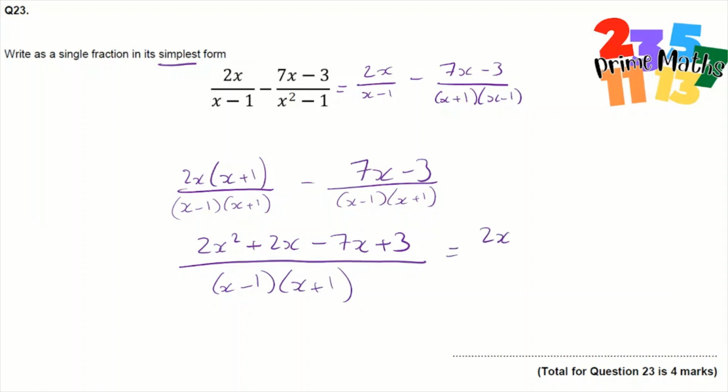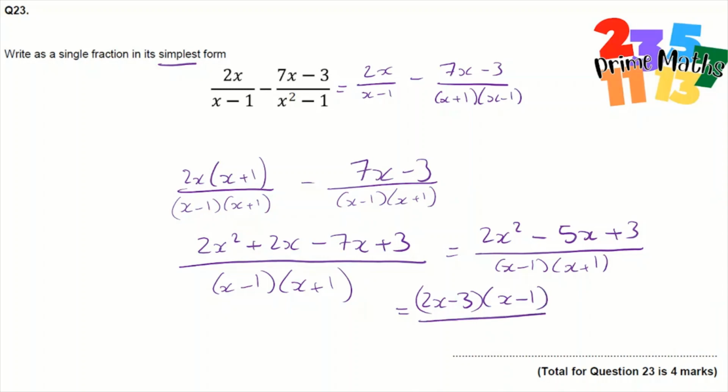We can see we can simplify the top, so we get 2x squared minus 5x plus 3 over x minus 1, x plus 1. It wants us to write it in its simplest form, so we need to check again if we can factorise the top. We can factorise the numerator, and we can factorise this to be 2x minus 3 and x minus 1. And we can see we can cancel the x minus 1's out to be left with an answer of 2x minus 3 over x plus 1.